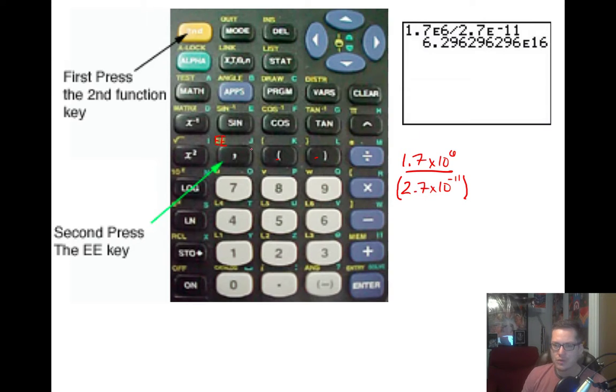The other way to do it is to do it here. If you use the second EE value here, this is what you do. You don't type in times or 10. So all of this times 10 gets replaced by an E. That's what this E means. This E means times 10. So you get 1.7 E6. That means 1.7 times 10 to the 6th. And then you're dividing it by 2.7 times 10 to the minus 11th. See how that works? And now, because of that E value, the calculator automatically knows all of this stays together.